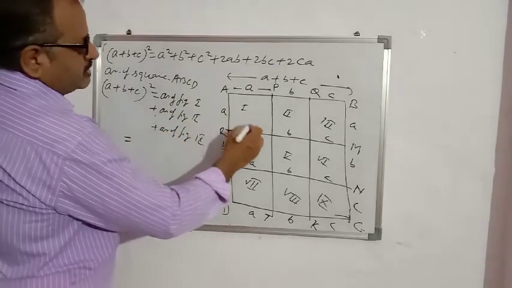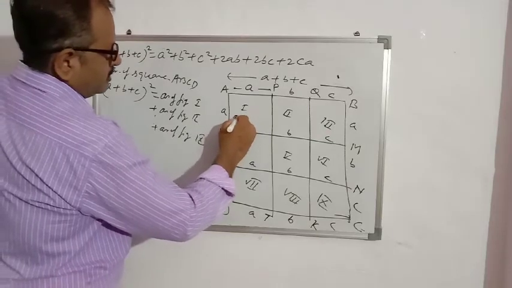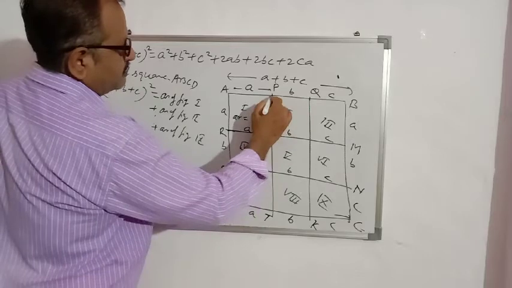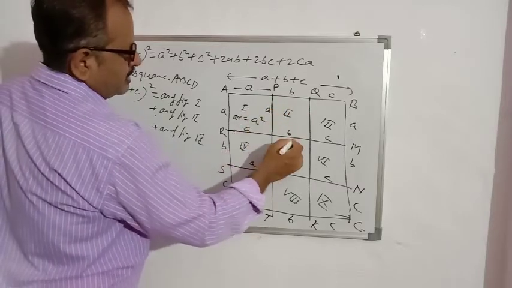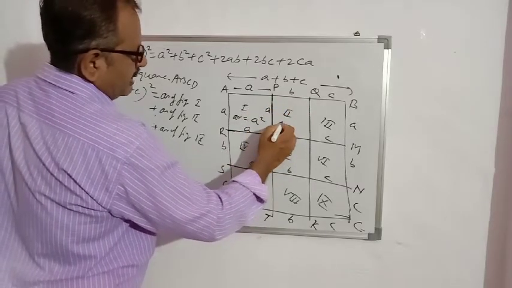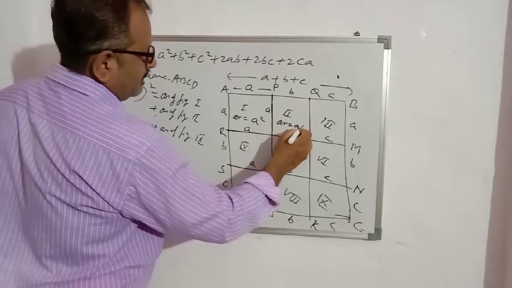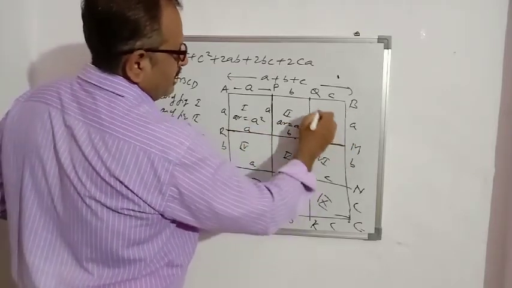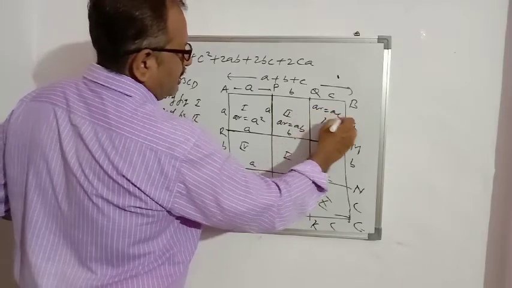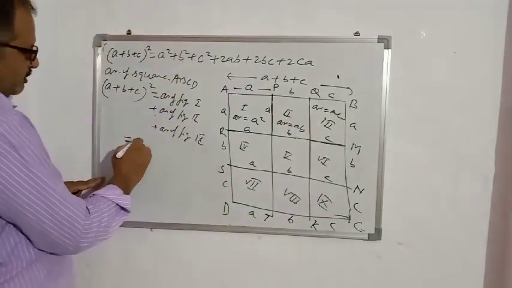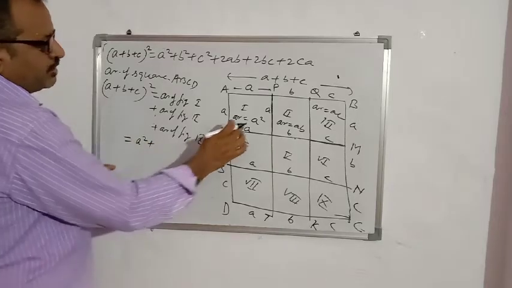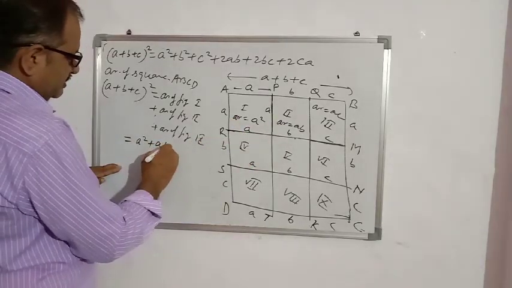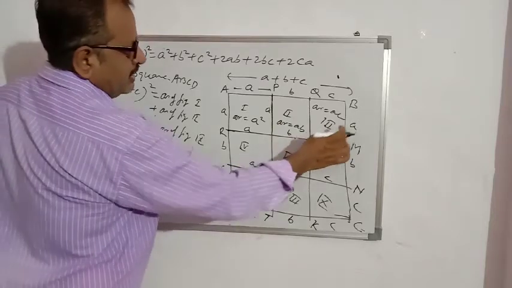What is the area of the first one? It is a square, so the area will be side square, A square. And this portion is A, the breadth is B, so it is a rectangle. The area will be AB. The breadth is C, the length is A, the area will be AC. So the first part area is A square because it is a square. This is a rectangle, so A into B. Third one also a rectangle, A into C.